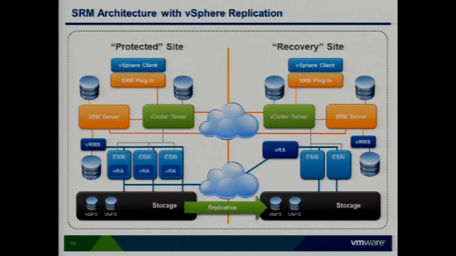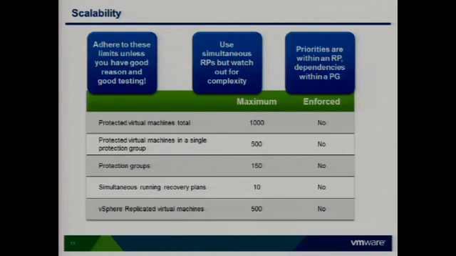So the VRS receives the change blocks, passes it off to the ESXi server, which then writes it out, which means we now have a consistent system.